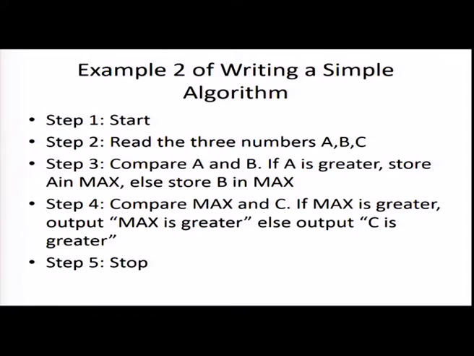Step 3, compare a and b. If a is greater, store a in a variable called max, else store b in max. Step 4, compare max and c. If max is greater, output is max is greater, else output c is greater. Step 5, stop. In the previous example, you had 6 steps, now you have only 5 steps.